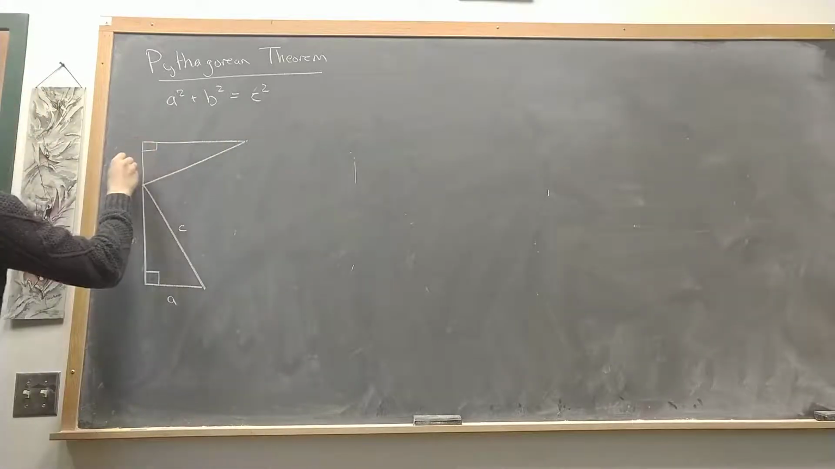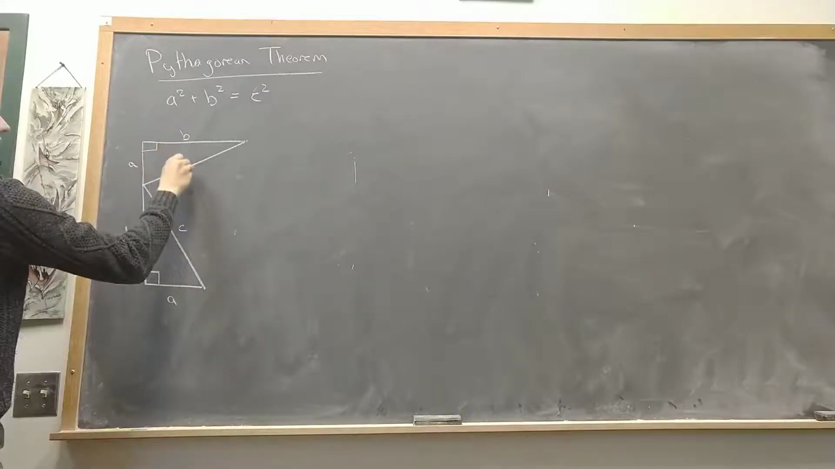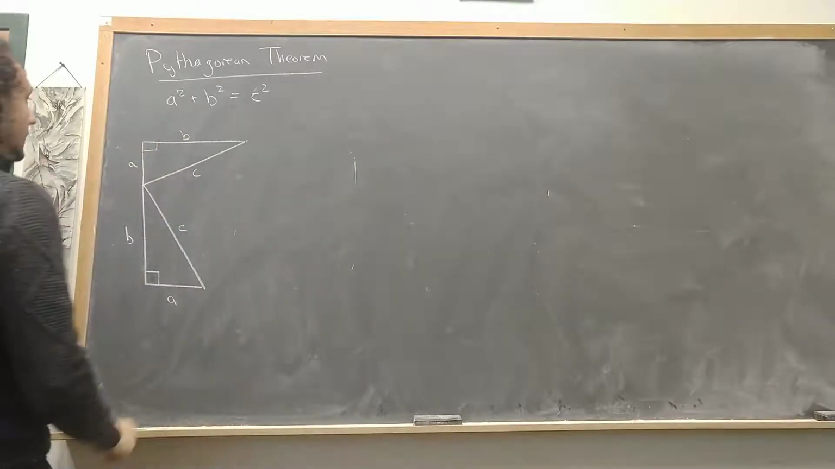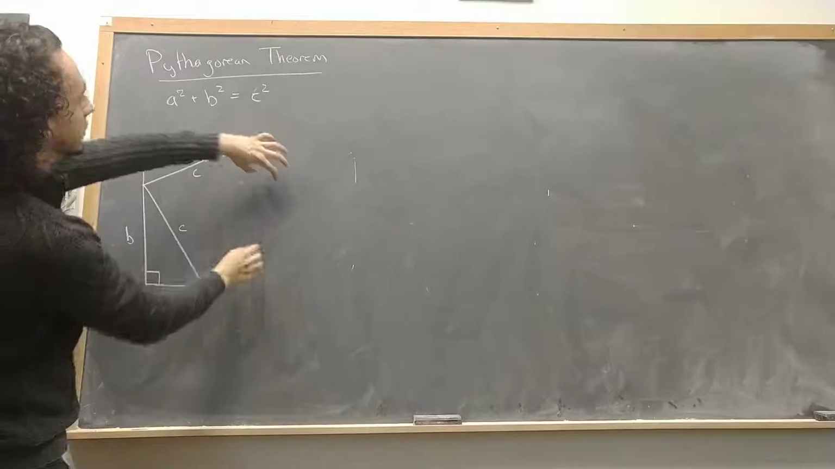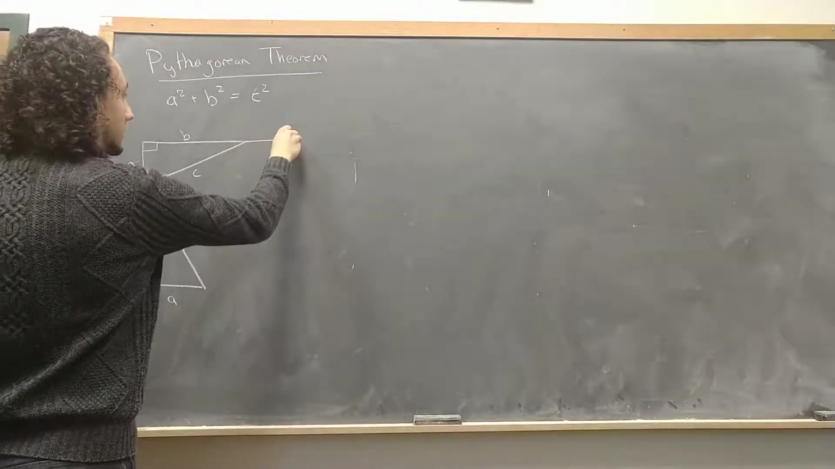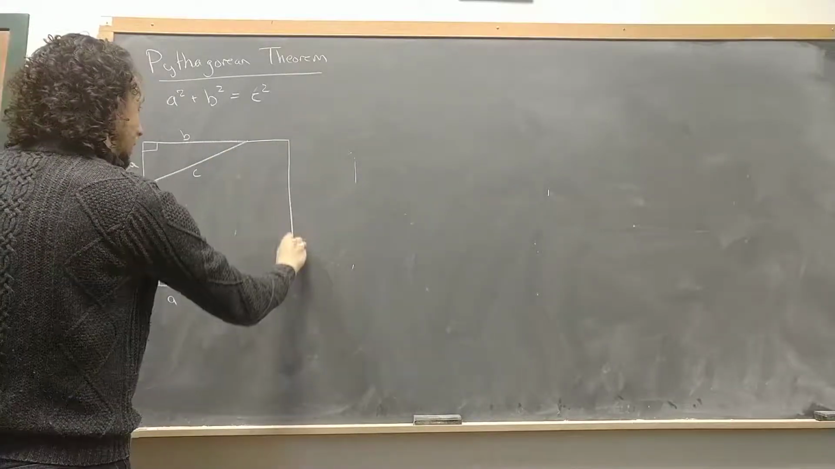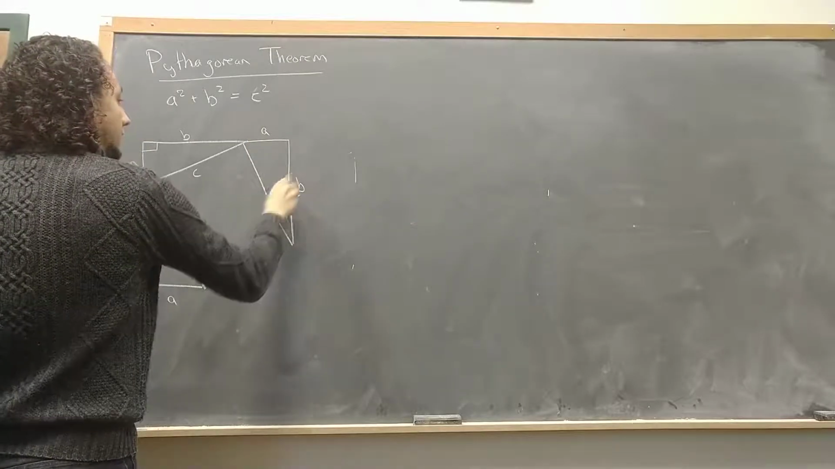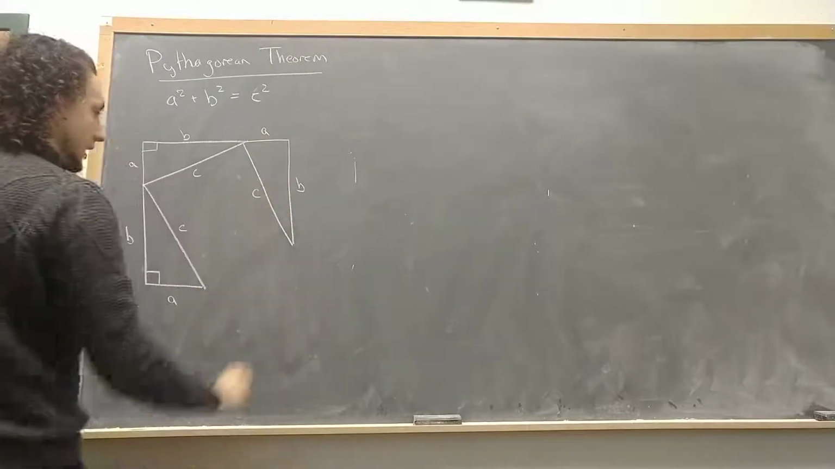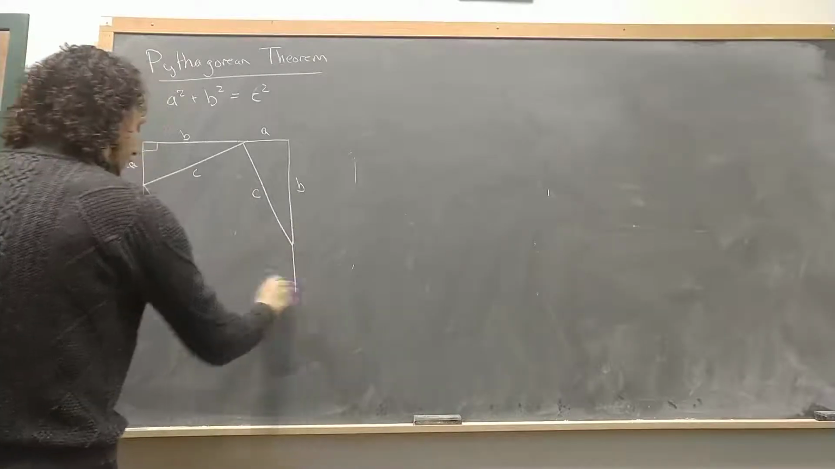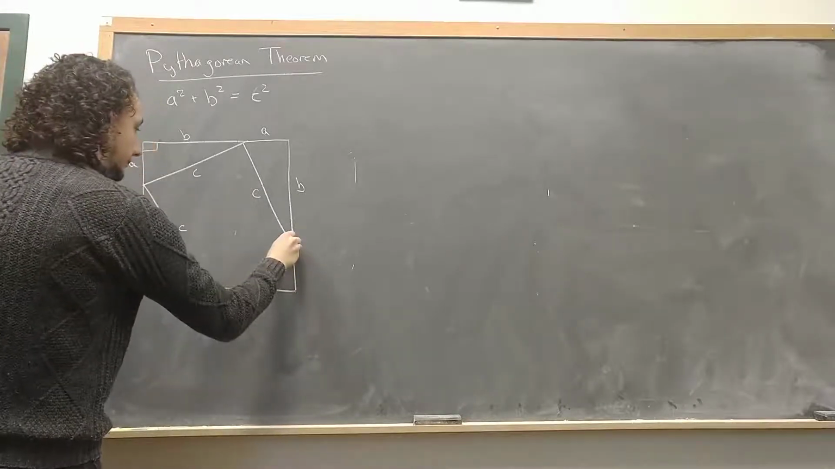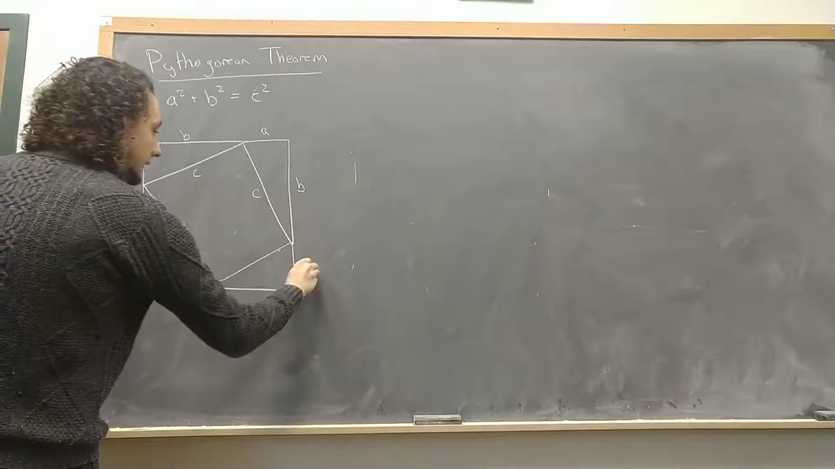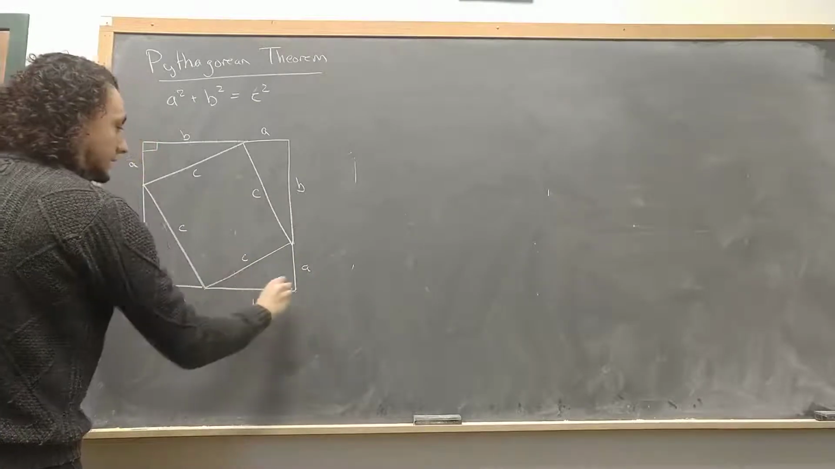So this is the same triangle, side lengths A, B, and C. Now I'm going to take the same triangle and put a copy of it over here. Side length A, B, and C. And finally, I'm going to put a copy over here. Side length A, B, and C.